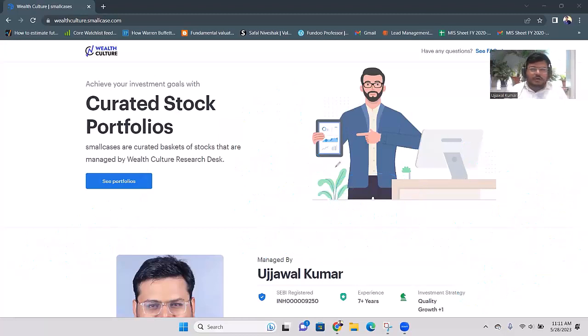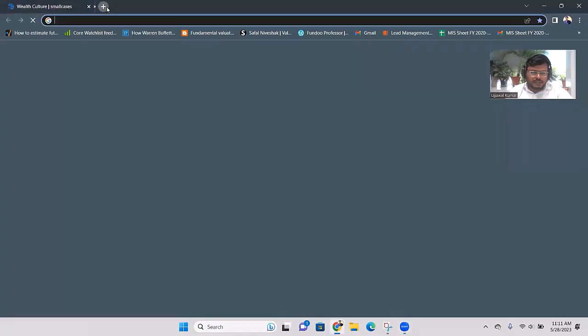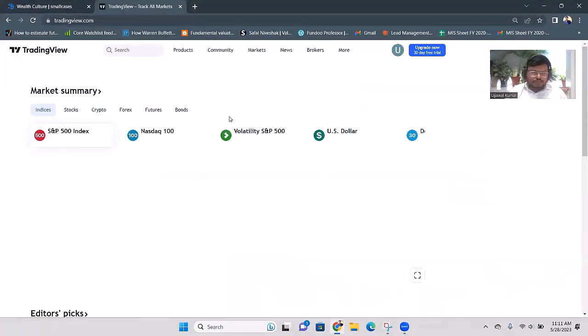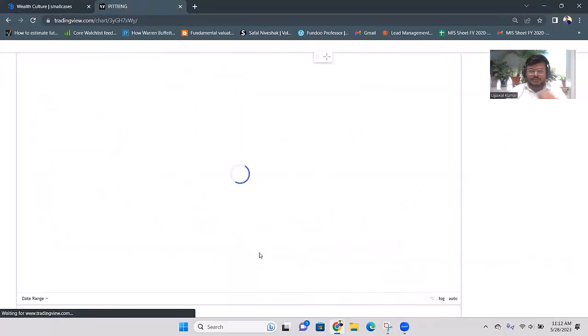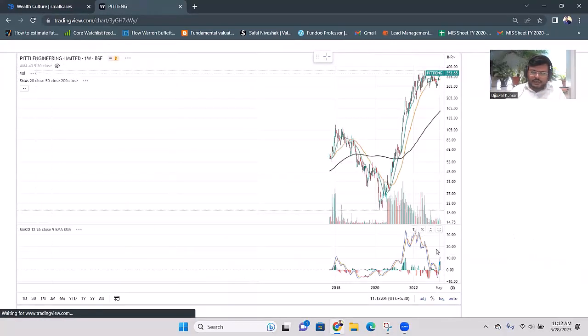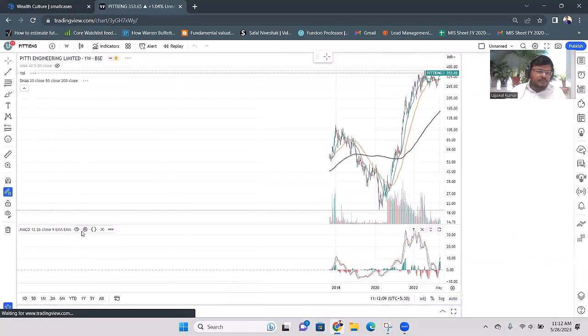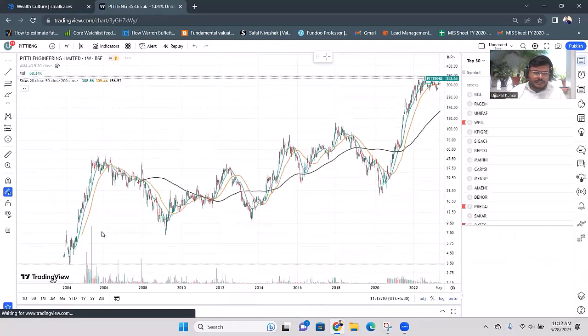So what we will do now is, let's go to the charts and start looking at it. As usual, I'm going to TradingView, and I will show you how to add the moving average convergence divergence indicator. I already have that added, but I'll remove it for now and add it again. So I'm going to delete this.